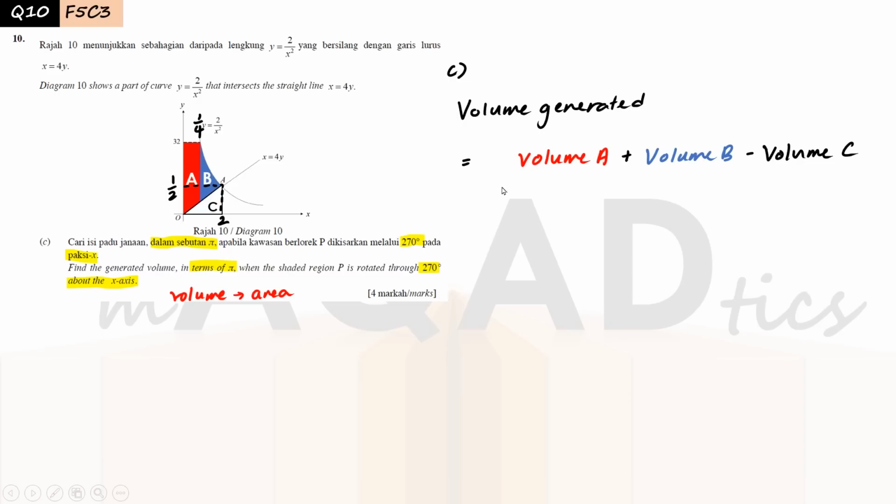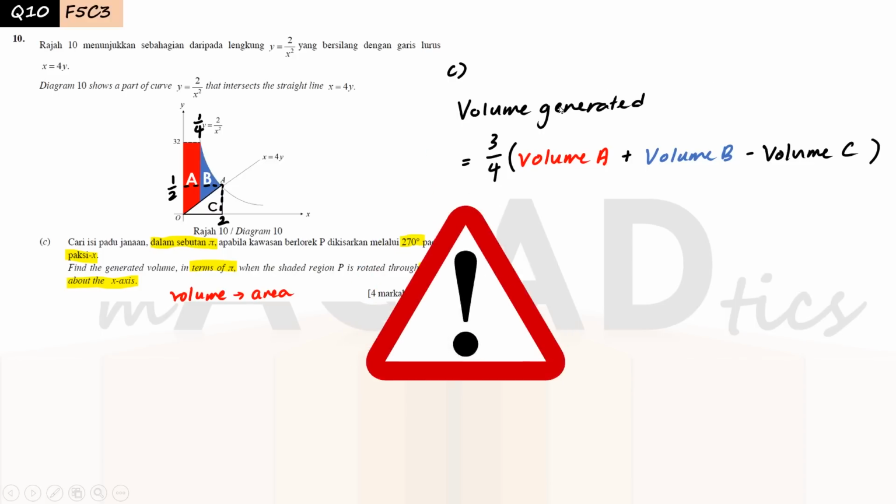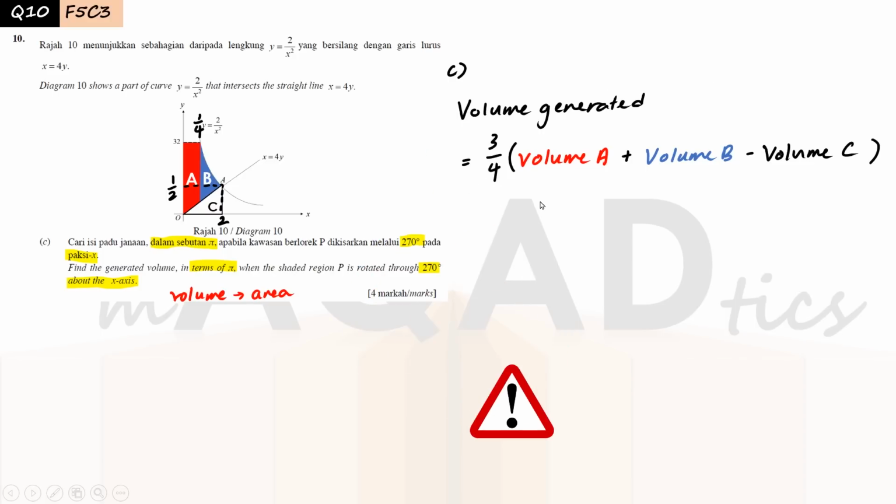So here we need to multiply a ratio. So here will be 270 divided by 360. So here will be 3 over 4. But before we find the volume, I just want to share some knowledge.